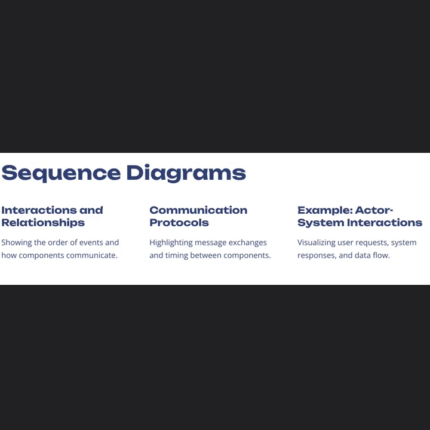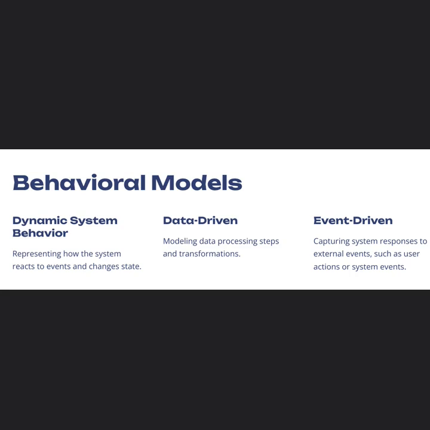Sequence diagrams illustrate the flow of interactions between the actors and the systems, highlighting causal relationships and communication protocols. For example, a user logging into an application and receiving authentication feedback is mapped step by step. These diagrams are particularly useful for understanding and documenting protocols or workflows.